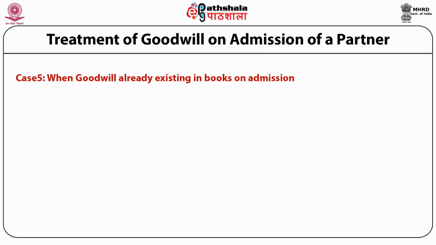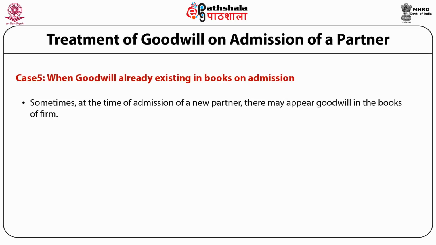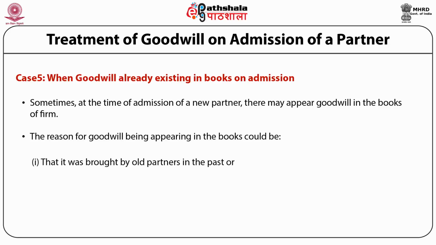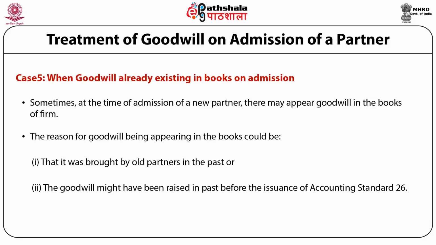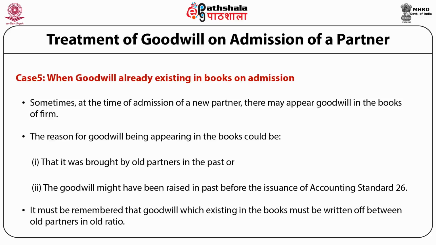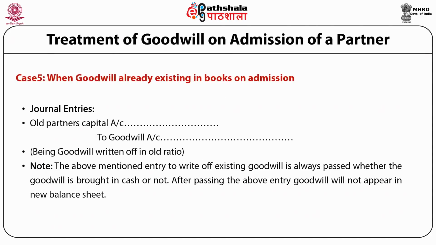Case 5. When goodwill already exists in the books at admission. Sometimes at the time of admission of a new partner, there may appear goodwill in the books of the firm. The reason for goodwill appearing in the books could be that it was brought in by the old partners in the past, or the goodwill might have been raised in the past before the issuing of Accounting Standard 26. It must be remembered that goodwill which exists in the books must be written off among the old partners in old ratio. The entry will be old partners' capital accounts debited to goodwill account, in old ratio.